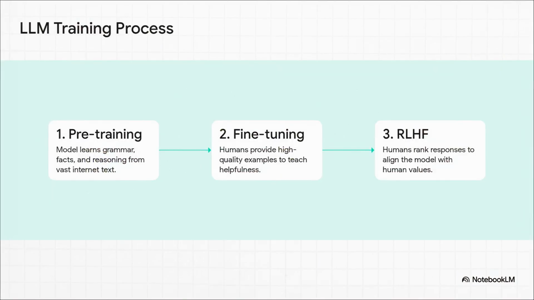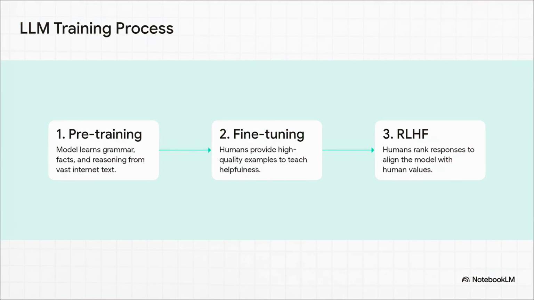So, how do you actually build one of these things? Well, it's basically a 3-step process. First up is pre-training. This is where the model just gulps down a huge portion of the internet to learn grammar, facts, and reasoning. Second is supervised fine-tuning, where humans give it high-quality examples to teach it how to be a helpful assistant.